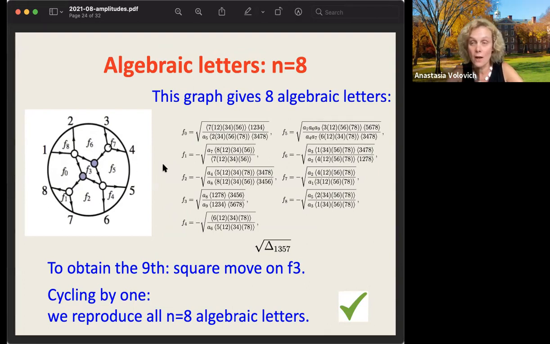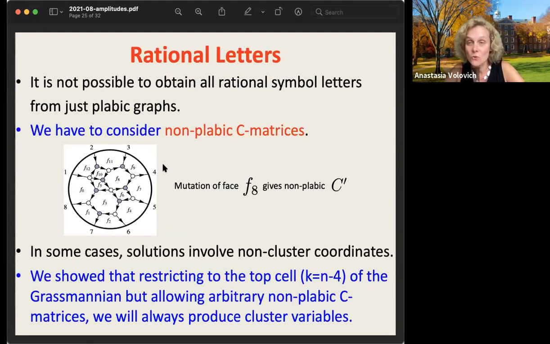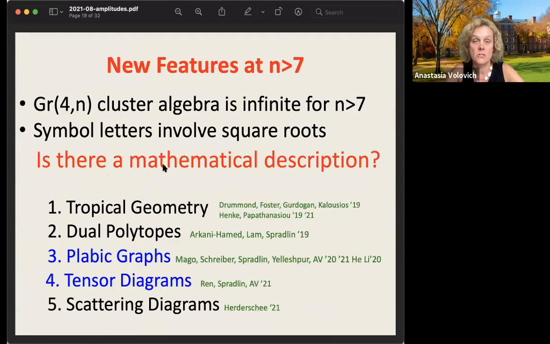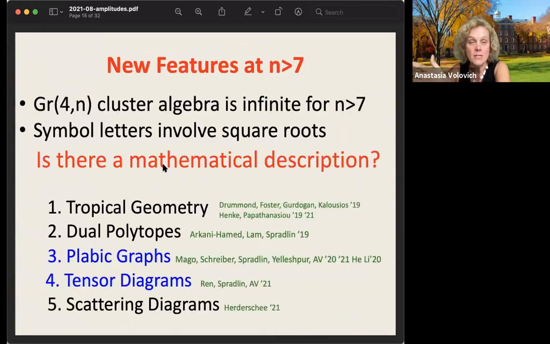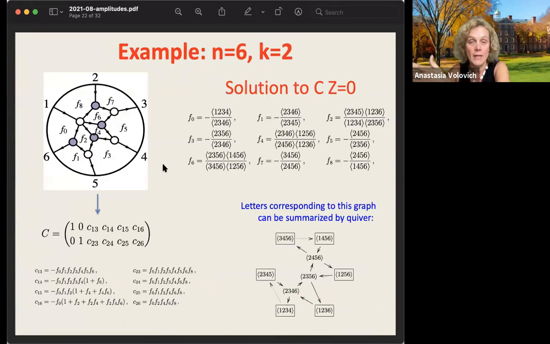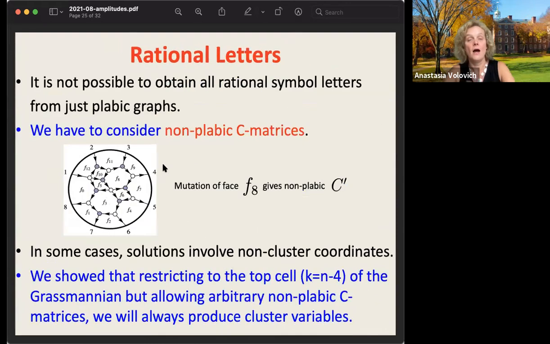Okay, very good. Sounds good, except that you also want to get all the rational letters, and you probably want to have something systematic. So we have a list. This is the list we want to reproduce. These are graphs, right? But it turns out that if you just restrict to Plabic graphs, you can't get all the rational letters.